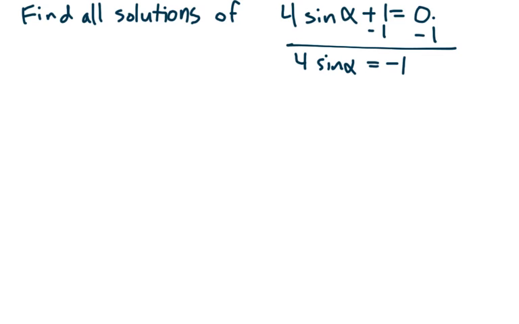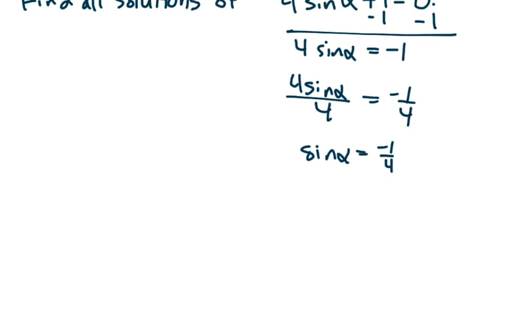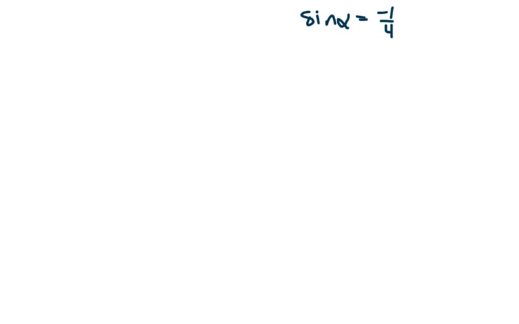And we don't want 4 sine alpha, we want sine alpha, so we've got to get rid of this times 4. We do the opposite of times 4. The inverse, as you would say, of times 4. That's going to be divide both sides by 4. So you get sine of alpha equals negative 1/4. And now we're more or less in the same boat we were in a minute ago. We have sine of alpha equals a different than normal y value.